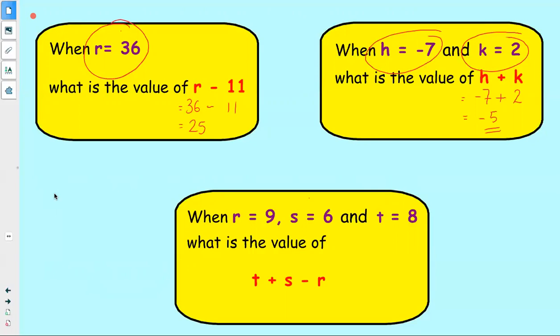This one at the bottom here, we've got 3 different variables. We've got r is equal to 9, s is equal to 6, and t is equal to 8. Again, you're just going to replace these variables with the number they stand for. Just don't get them mixed up. So t is 8, s is 6, and r is 9. So 8 add 6 is 14, and then take 9 away from it is 5. Okay, let's move on.